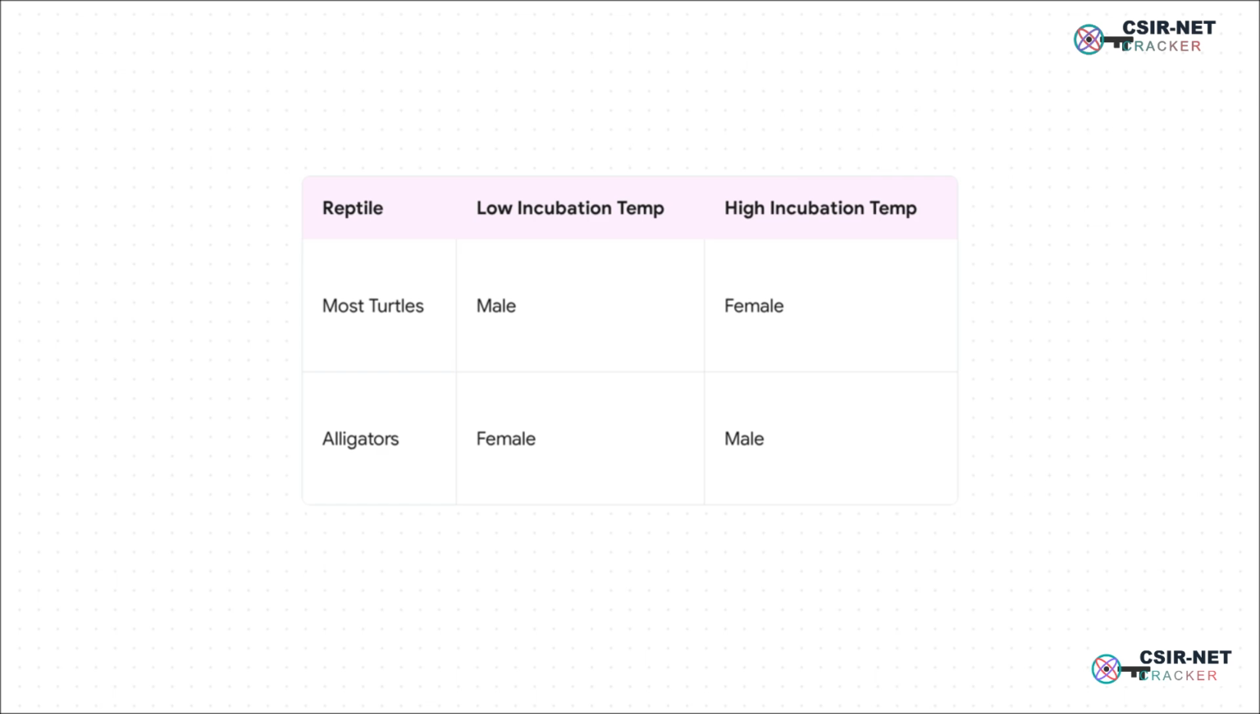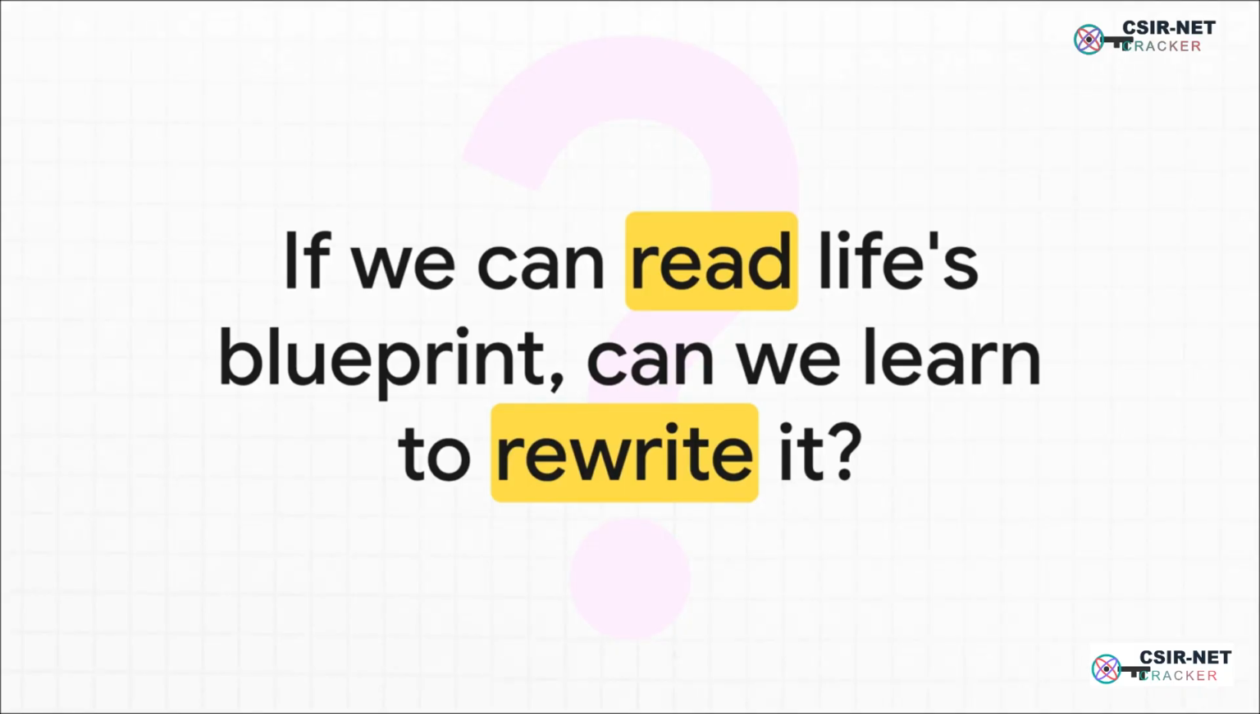For most turtles, cool nests make males and warm nests make females. But for alligators, it's the exact opposite. Warm nests make males, so the final critical decision of whether to build a male or a female body is made not by genes, but by the temperature of the sand. And this has huge real-world consequences right now, as climate change threatens to seriously mess with the sex ratios of these already vulnerable populations.